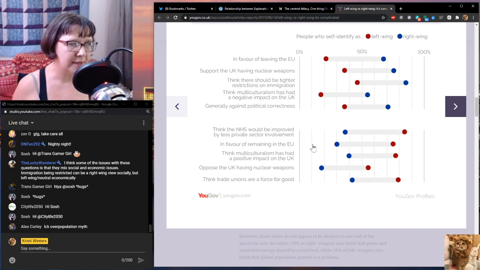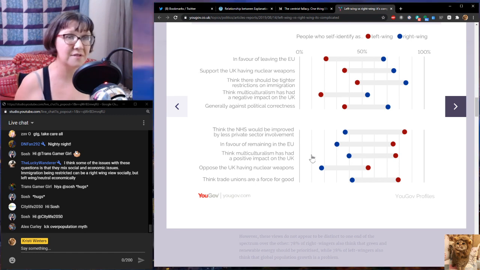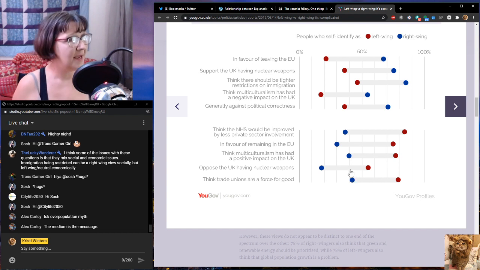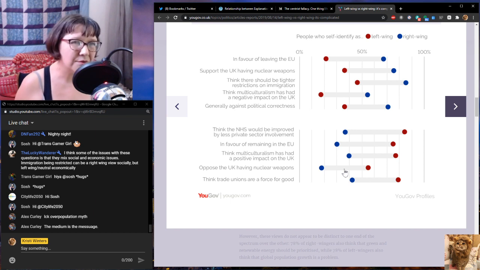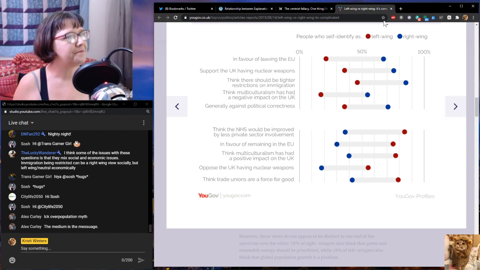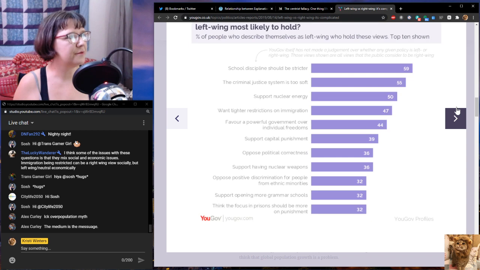Remaining in the EU, again, multiculturalism. This is an isolationist versus cosmopolitan worldview. Having nukes and thinking the trade unions are a force for good. So you basically have two economic measures, international policy, and on nukes, is nukes like an environmental issue? Is it environmentalism versus national security? I don't know. Okay. Let's see, what's the next chart?